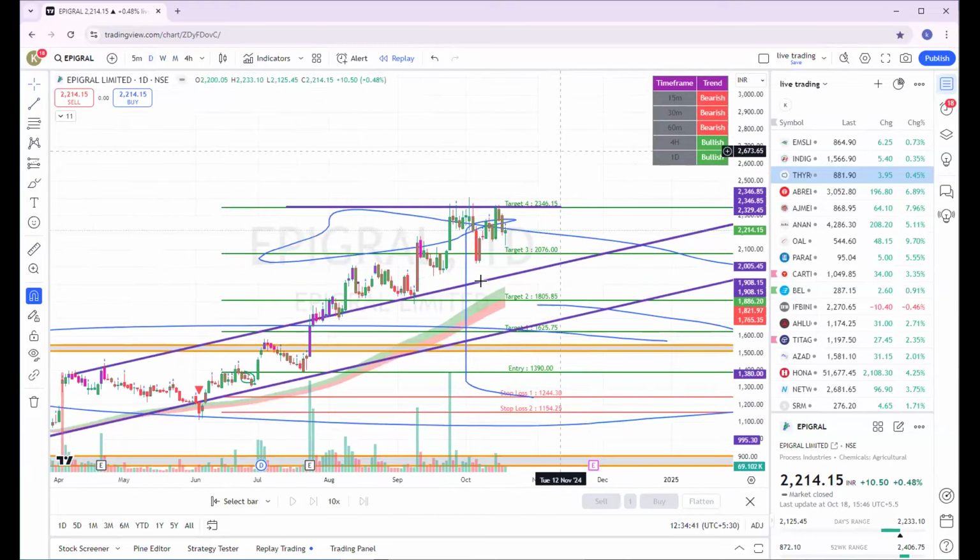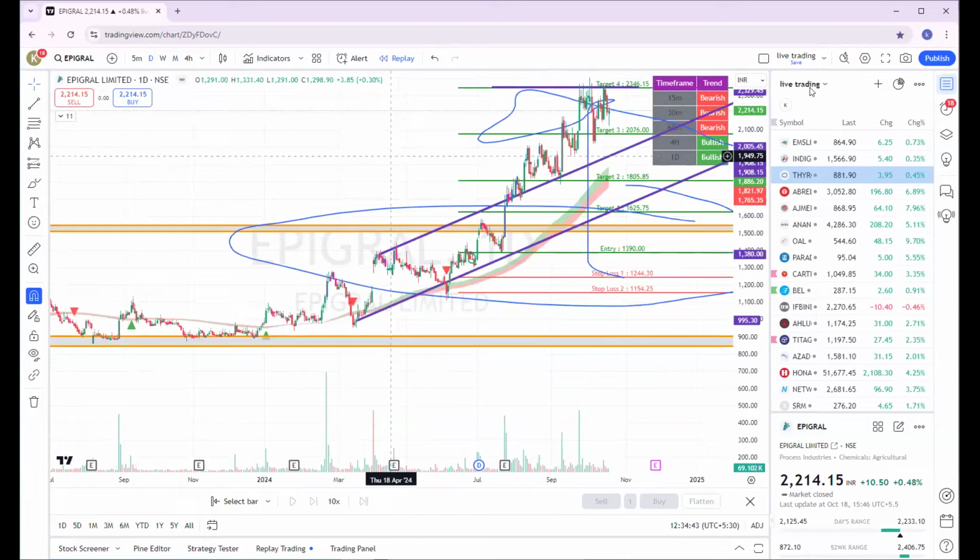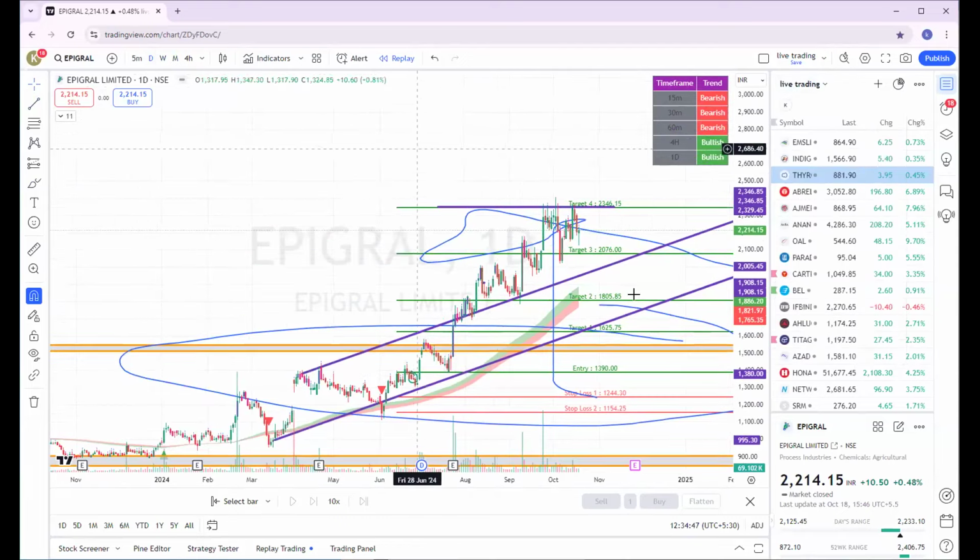This indicator is the best, you know. I've been using this, back testing it. It's really nice. Any questions?